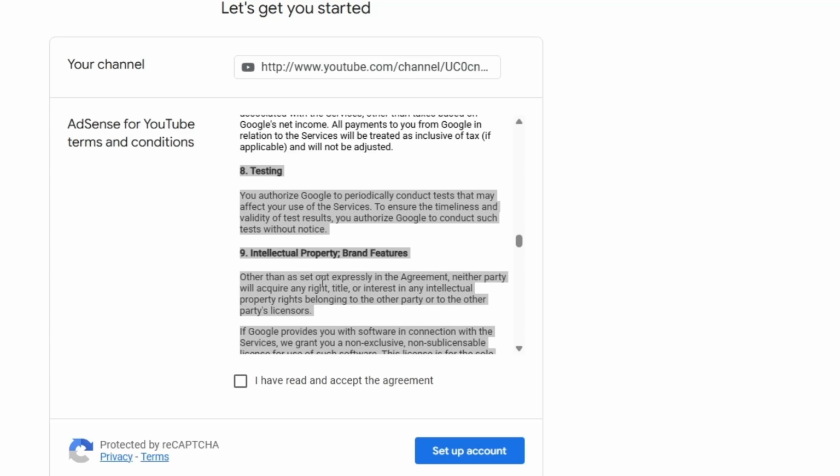8. Testing. You authorize Google to periodically conduct tests that may affect your use of the services. To ensure the timeliness and validity of test results, you authorize Google to conduct such tests without notice.